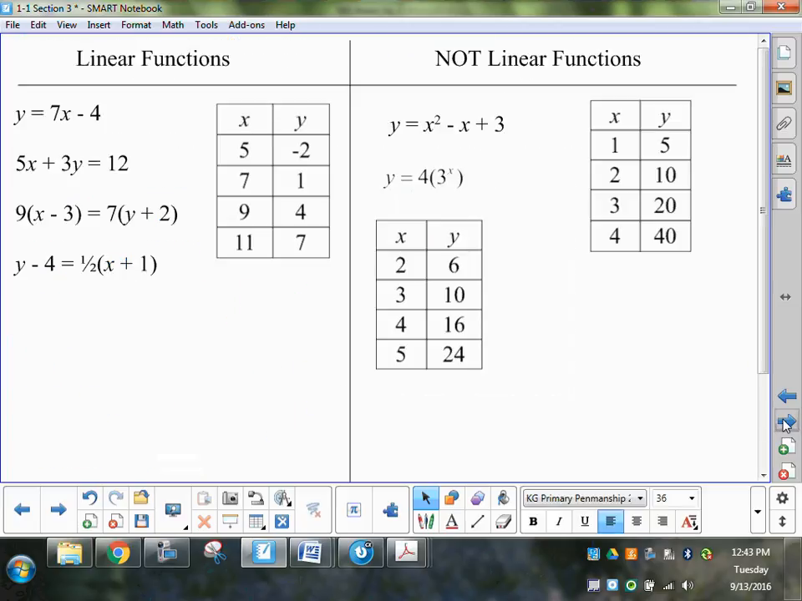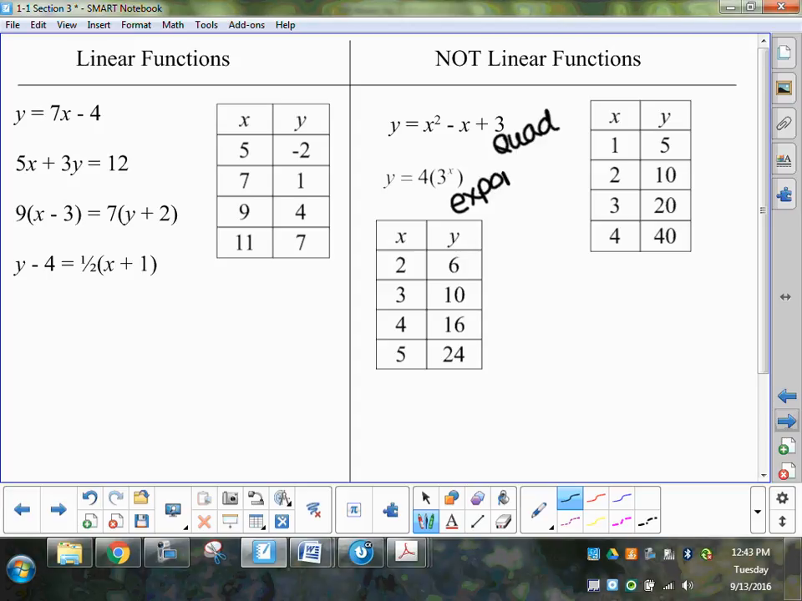Okay, so bounce over to the other page. Here are some linear functions, and here are some that aren't. As you go over, all of the ones on the left are linear. Notice that when I go up by a constant x, the rate of change is the same. You're going up by the same ratio. The change in the y over the change in the x is constant on the linear functions. Over here, this would be a quadratic if we graphed it out. This is exponential.